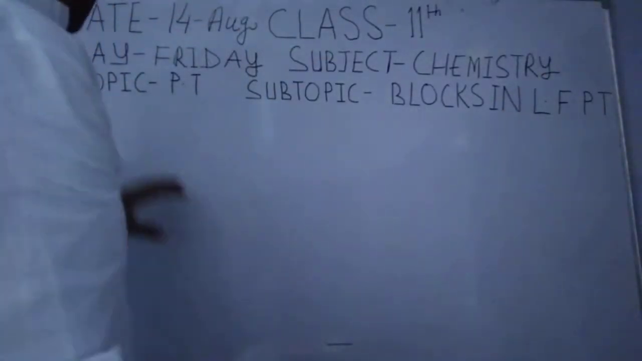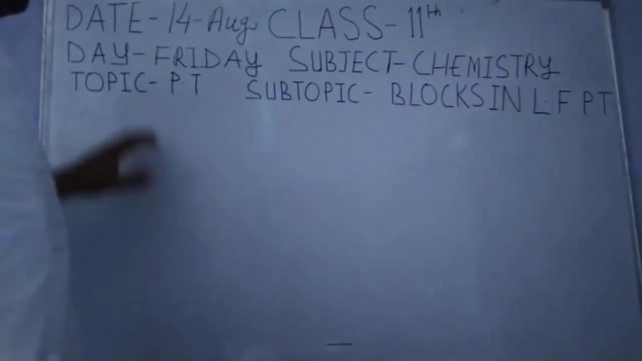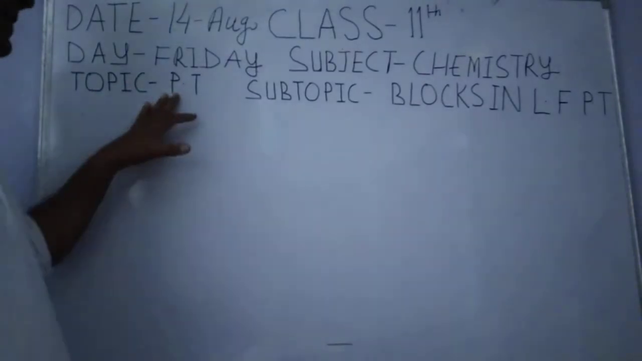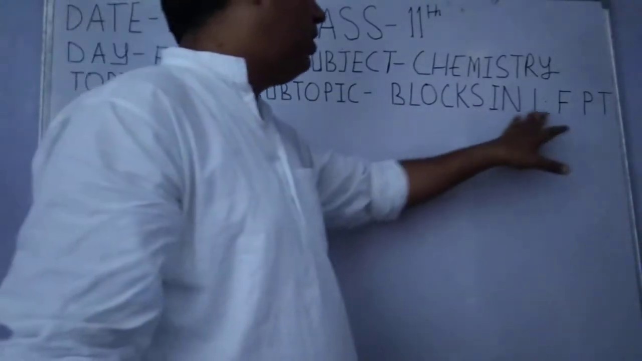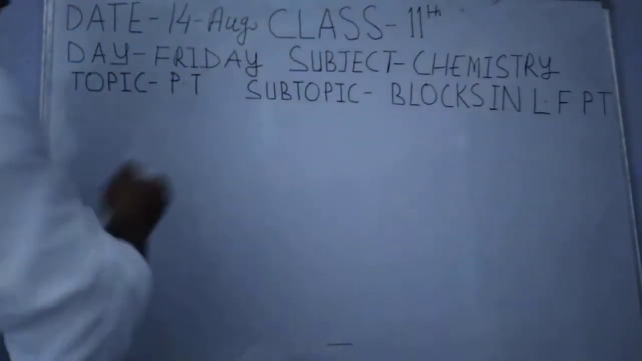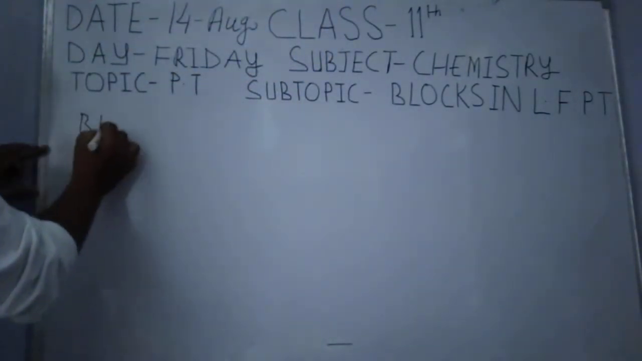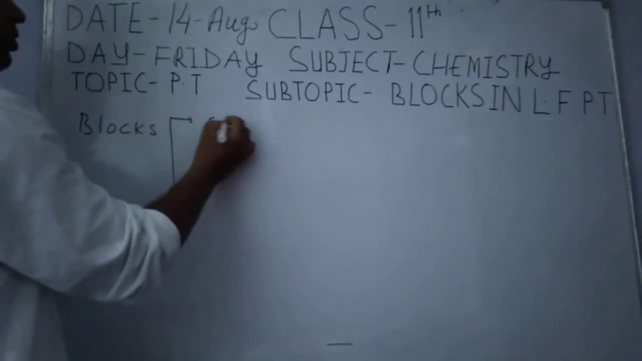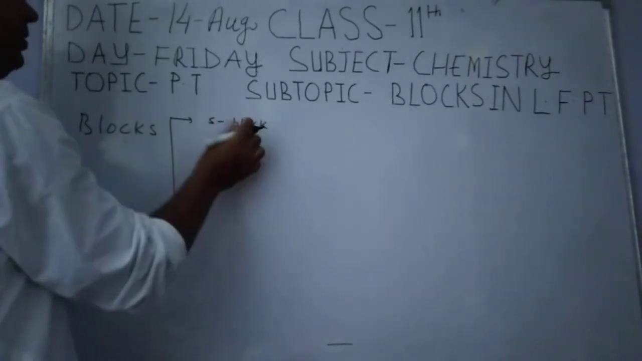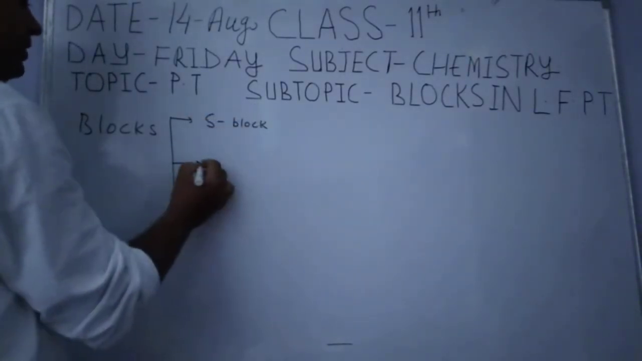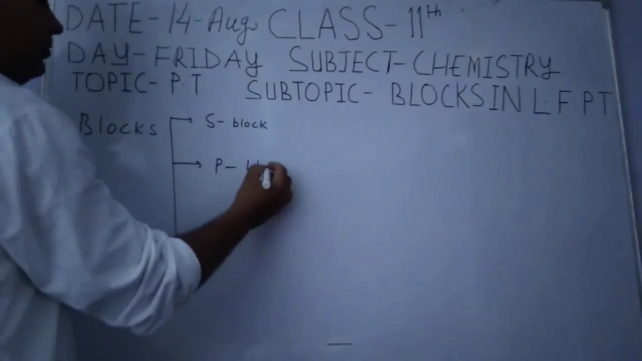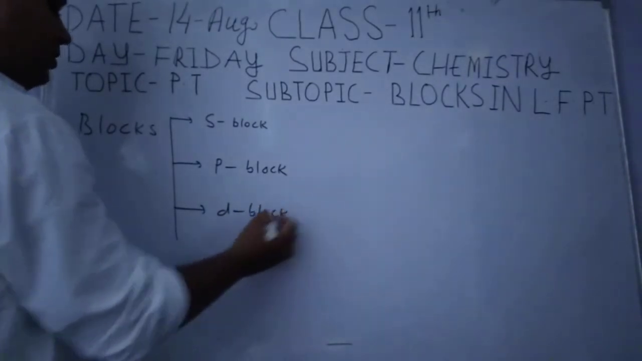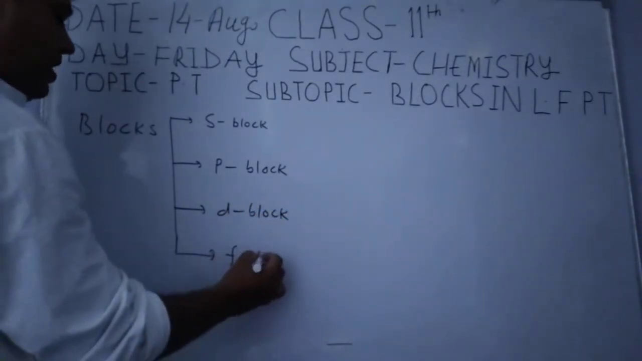Today I am going to discuss chemistry of 11th class. That is periodic table and subtopic is blocks in long form of periodic tables. How many blocks in long form of periodic table? That is 4 blocks. S block, second one is P block, third one is D block, and last one is F block.